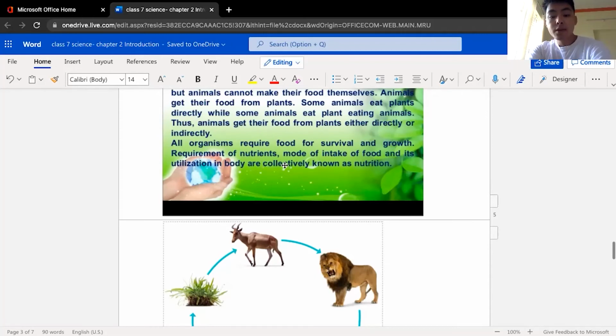Requirement of nutrients, mode of intake of food, and its utilization in body are collectively known as nutrition.